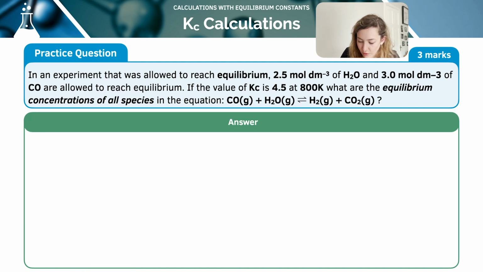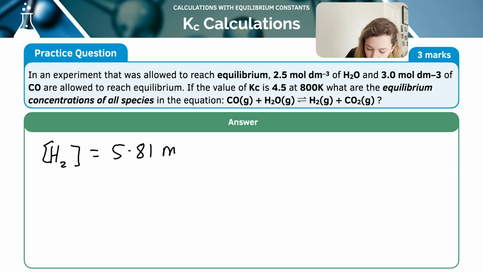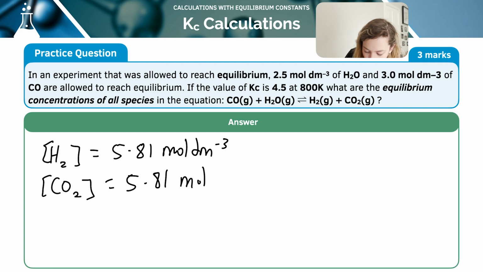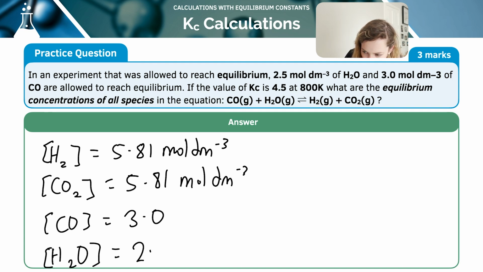So if I actually fully write that out, it means that my H2 is 5.81, because in the exam, they would probably want us to write out the whole lot. That was the same because it's a 1:1 ratio in that case. And then we've got CO was 3.0 and H2O was 2.5. That was given in the question. Moles per decimeter cubed, of course.